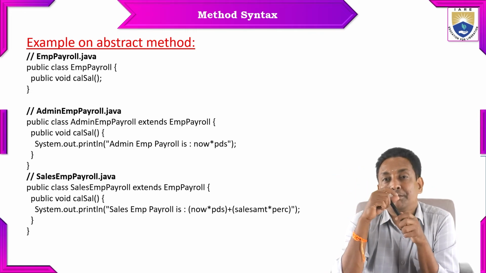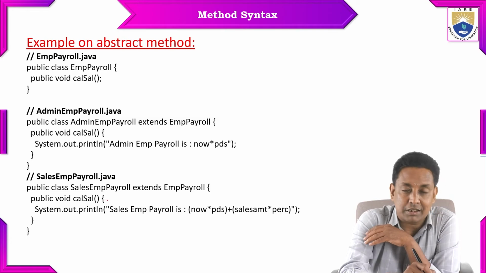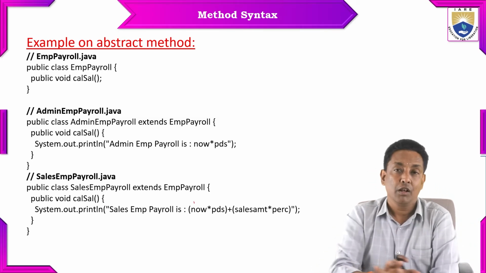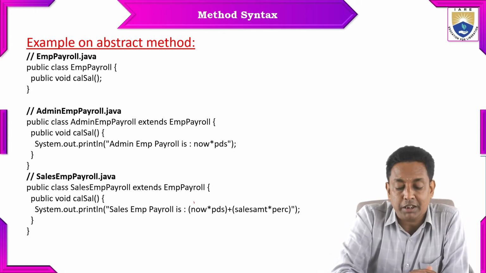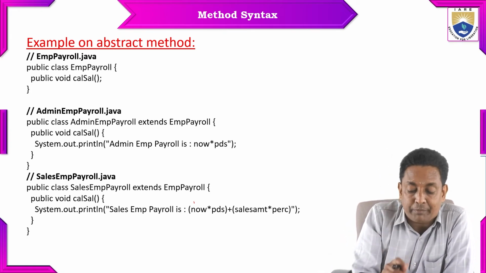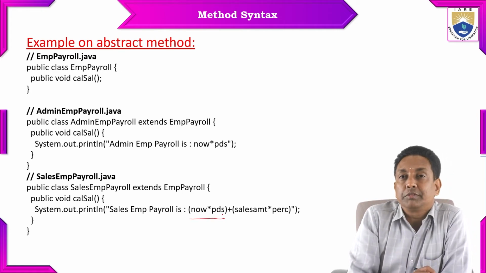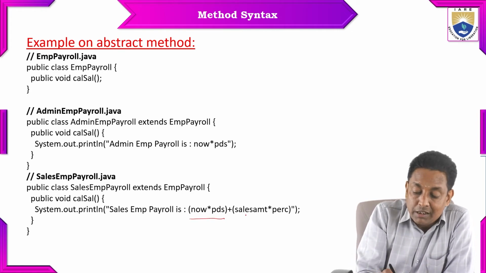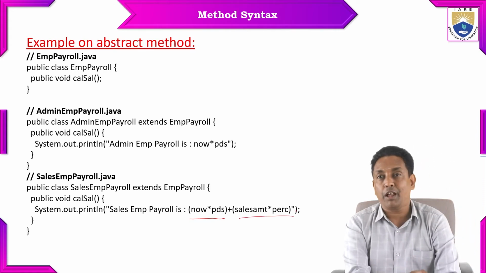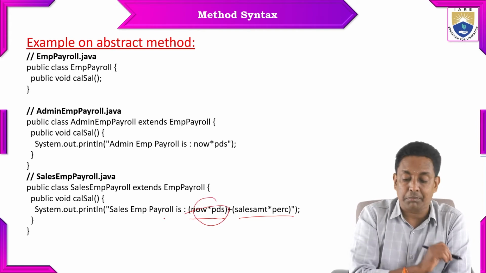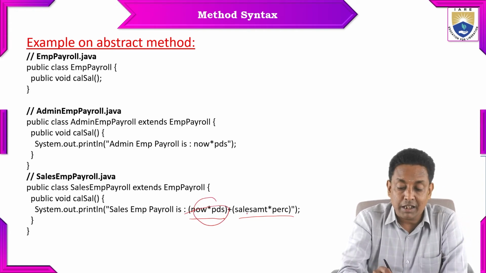But coming to the sales employee payroll, the same calculate salary method, same signature, same return type, same access, everything is same. Only the implementation changes. The logic remains half the same: the number of working days into per day salary, plus the sales amount into the percentage of commission.